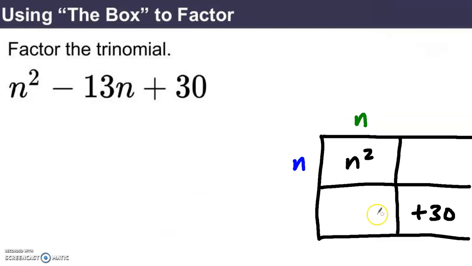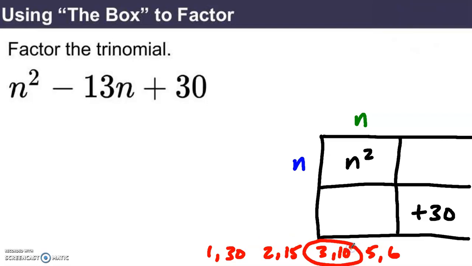I need to think about what two numbers I can multiply together to get 30 that would add up to negative 13. So for 30, I've got the options of 1 and 30. I've got 2 and 15. I've got 3 and 10. I've got, not 4, but 5 and 6. Do you see which pair of those would add up to negative 13? Kind of, right? These would add up to 13.